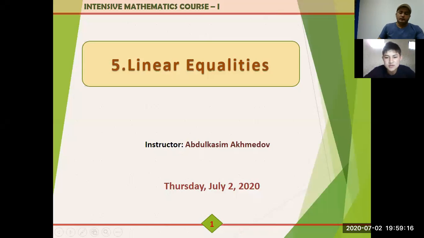Linear. Aşağı oldu mu? Demek başladık ya. Bismillahirrahmanirrahim.